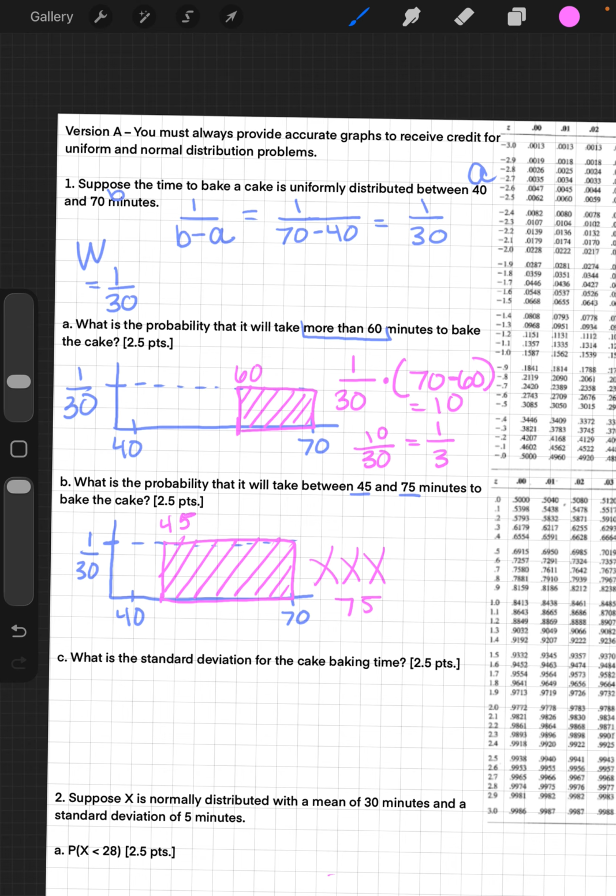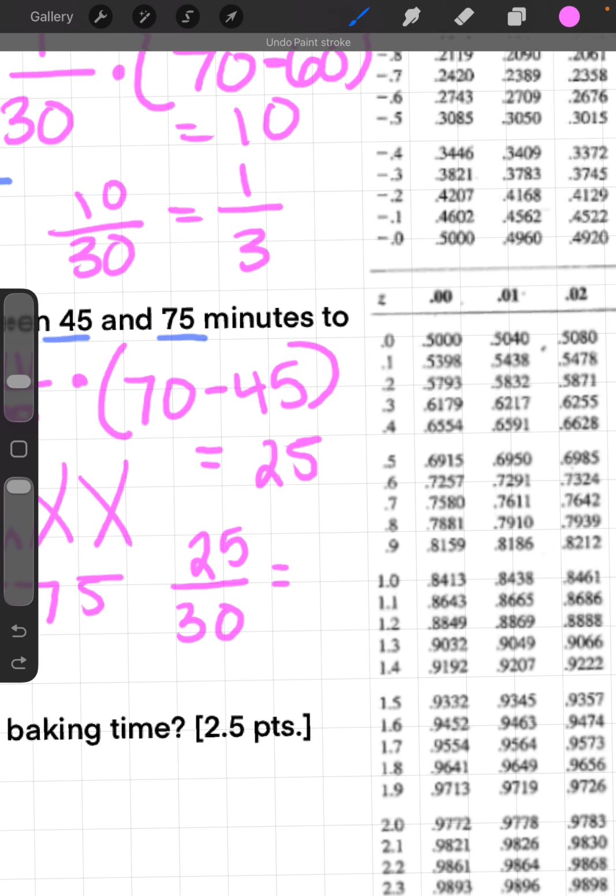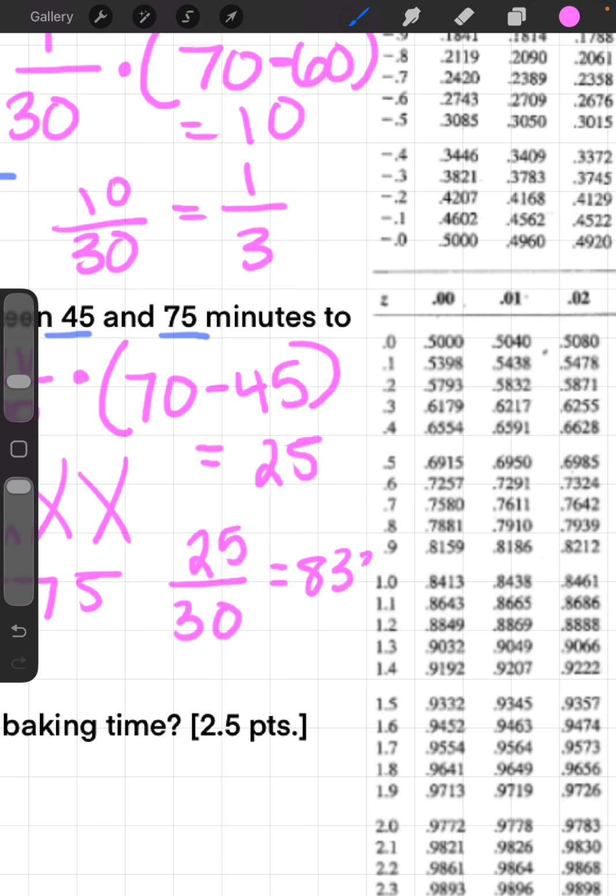And then I'm gonna get our area. So minus 70, 45. I'm gonna 25. You can either do 25 over 30, or you can do like, which is the same as 0.33.